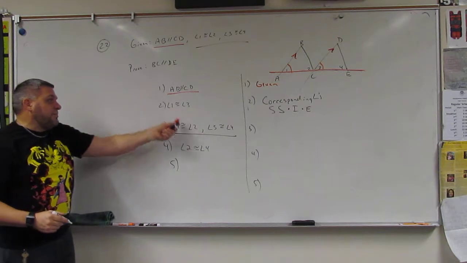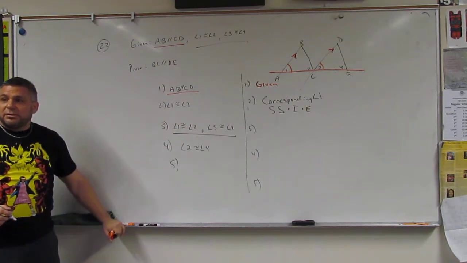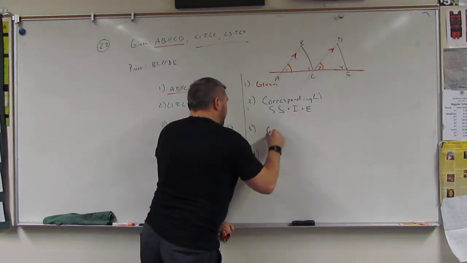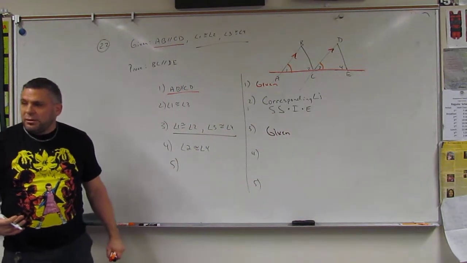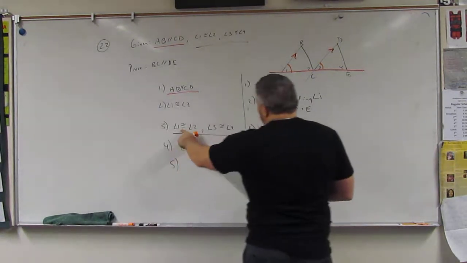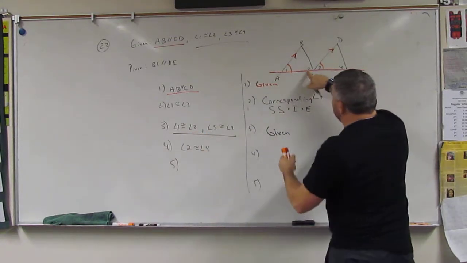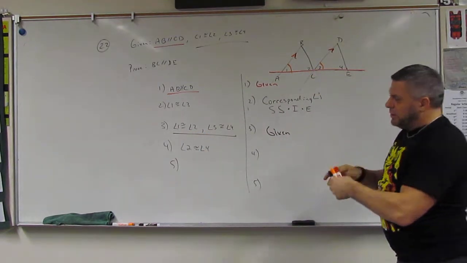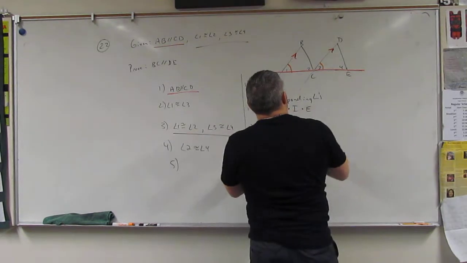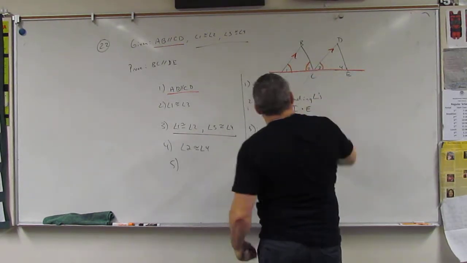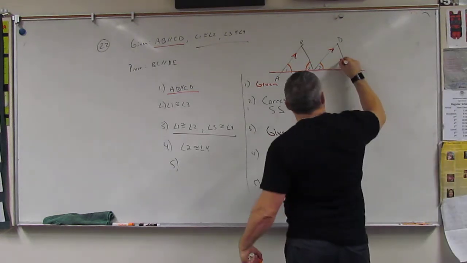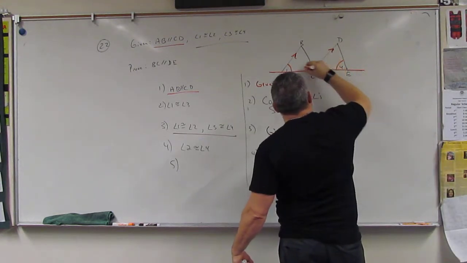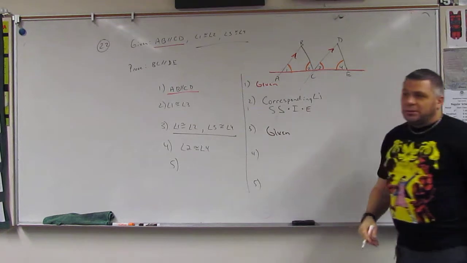If we take it from the given, what's it called? Given. And what do we do when we're given something? We mark it. Angle 1 is congruent to 2. And angle 3 is congruent to 4. So these are all congruent. Okay?